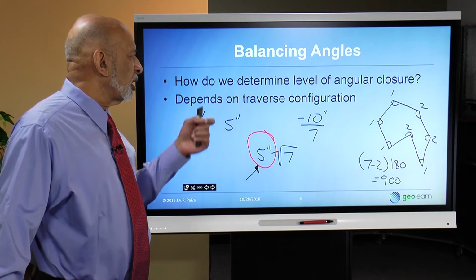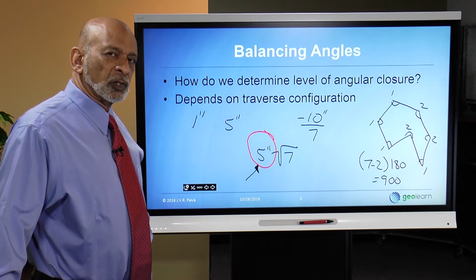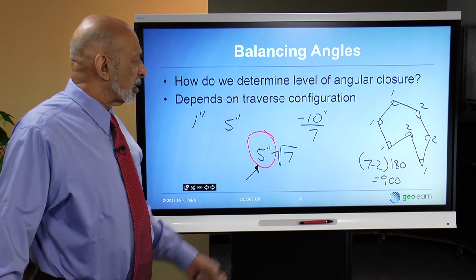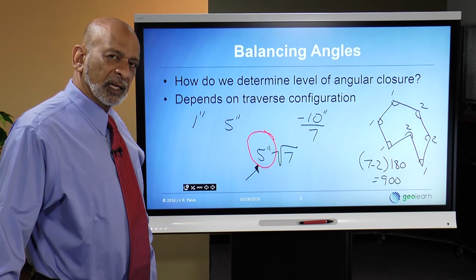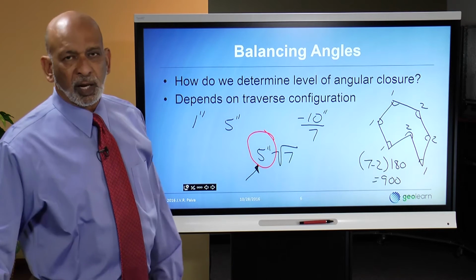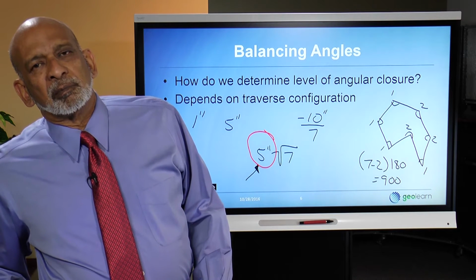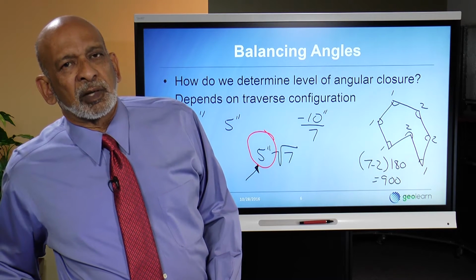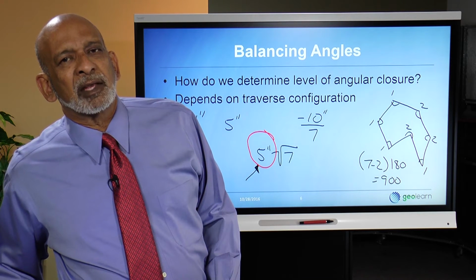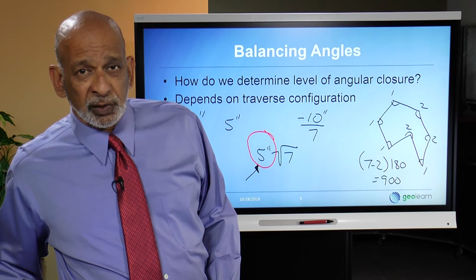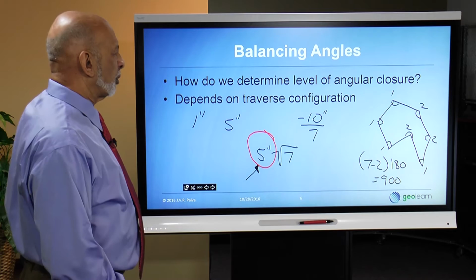You balance angles so that you do get the geometrical value that you're supposed to get. Geometry demands that a 7-sided figure should have its interior angles add up to exactly 900 degrees, not a second more, not a second less. And so what we do is, after we make our measurements, understanding that we're not capable of making perfect measurements, we will always have some angular error or angular misclosure, as it's sometimes referred to. And then we need to figure out how to redistribute the error.